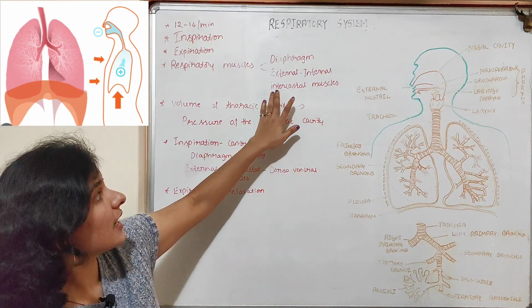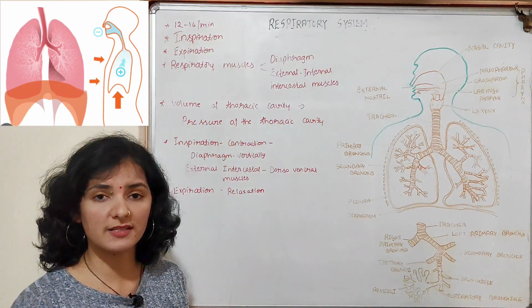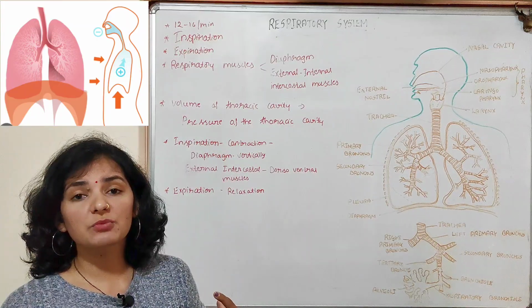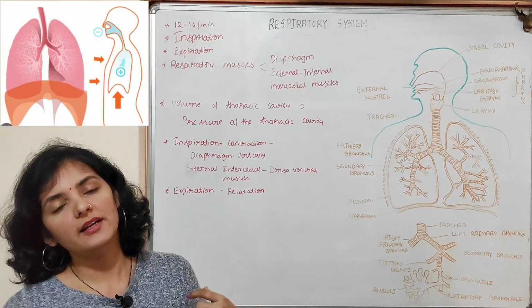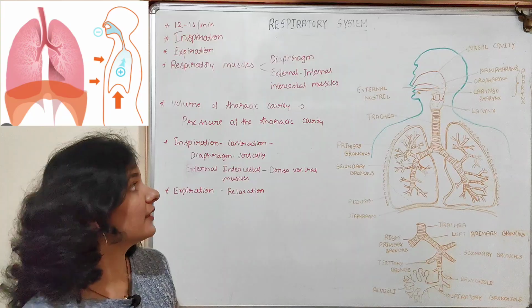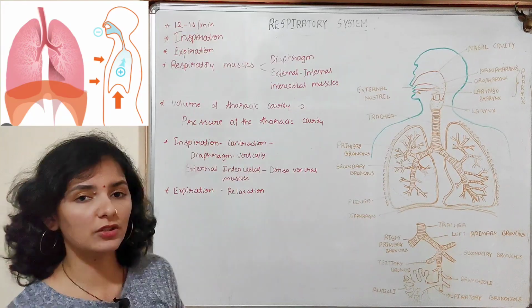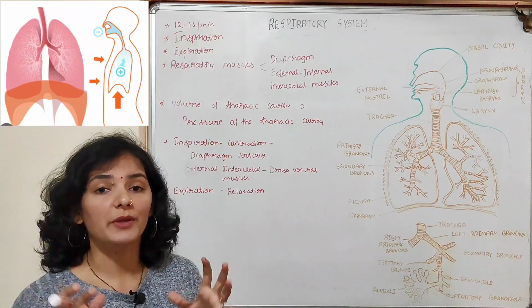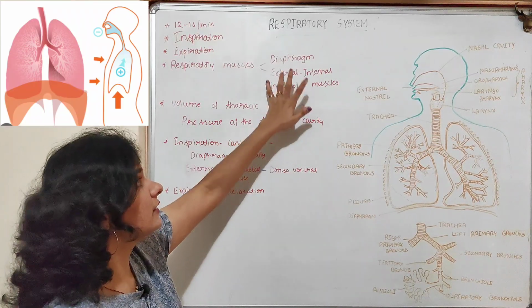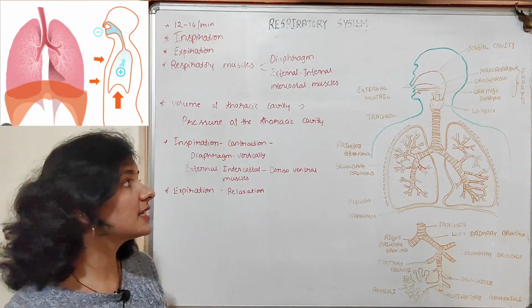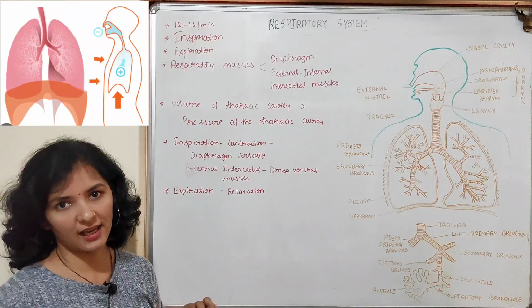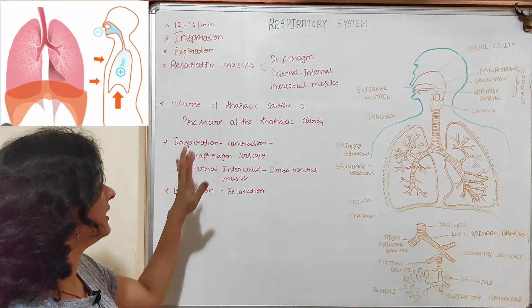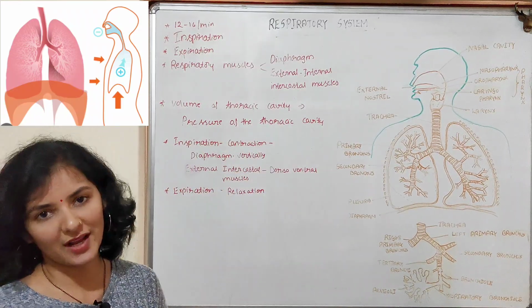Similarly, when there is a relaxation of intercostal muscle, what happens? These ribs move downward and inward. So because of that, there is a decrease in the volume of the thoracic cavity even in the dorsoventral axis. So because of the relaxation of these two muscles, there is a decrease in the volume of the thoracic cavity. In turn, there is an increase in the pressure of the thoracic cavity.